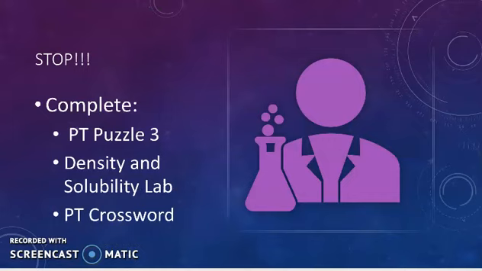At this point, you should stop and complete your periodic table puzzle 3, density and solubility lab, and a crossword.